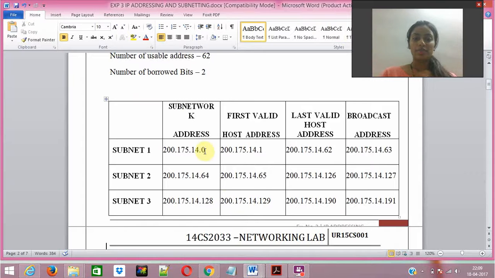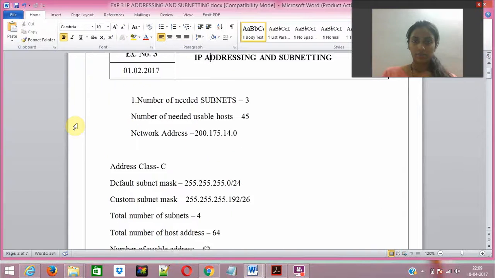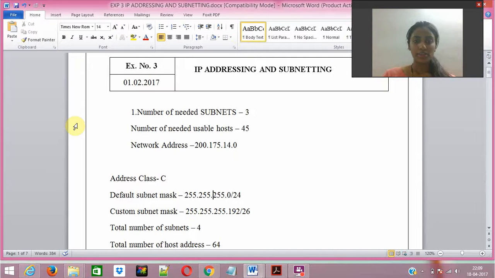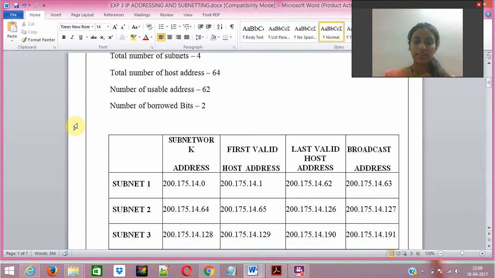So our first network address will be the same. The first network address will be 200.175.14.0, and the first valid address will be 200.175.14.1. Before coming to the last valid address, we'll see the next subnet will be 64. When we are borrowing bits, it's like 00, and that will be the first subnet, and the second will be 01. So if we add the bits, it comes to 64.